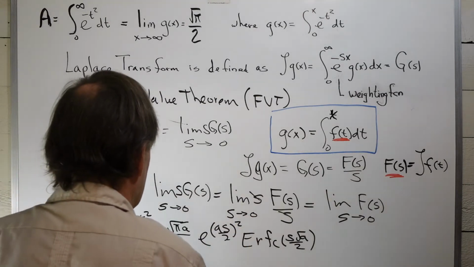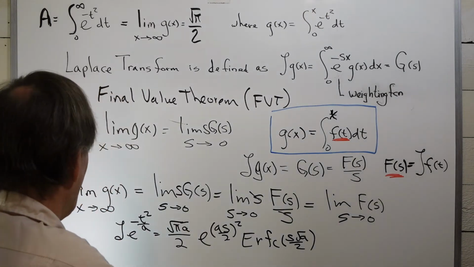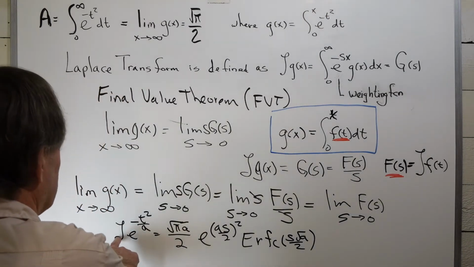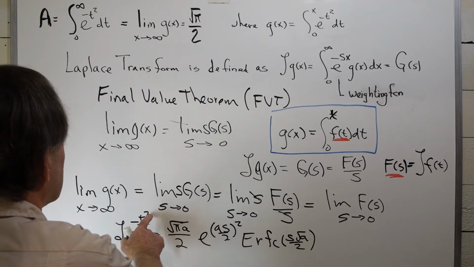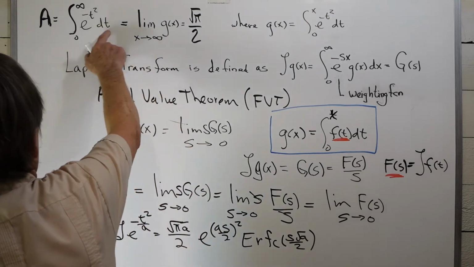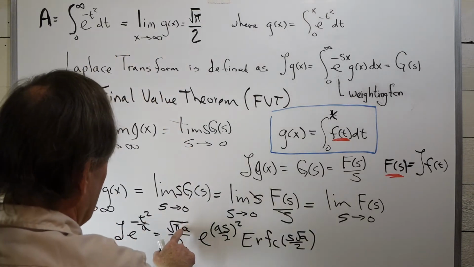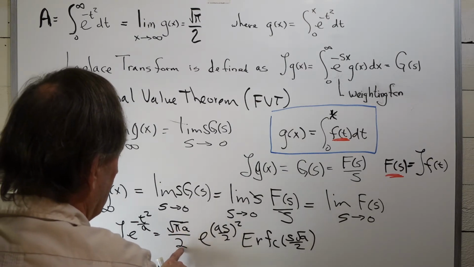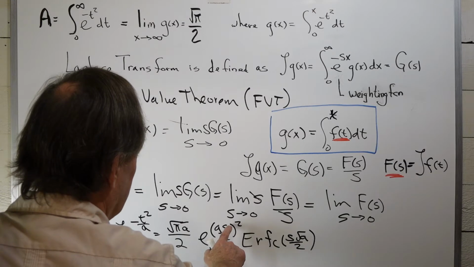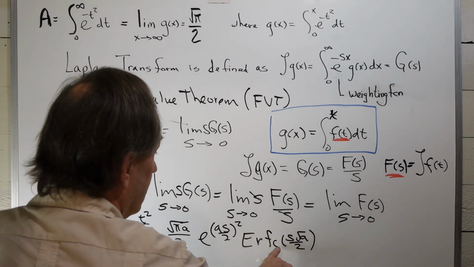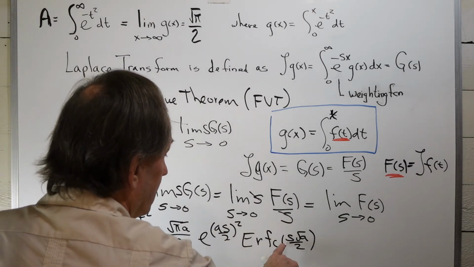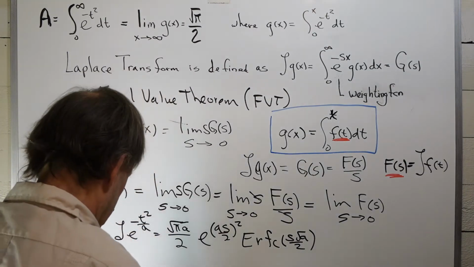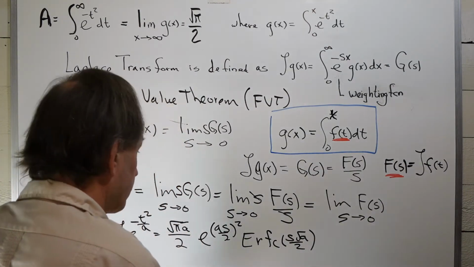Now, if we put in a equal to 1, then the Laplace transform of e to the minus t squared will just be the square root of pi over 2, e to the s over 2 quantity squared, times the complementary error function of s over 2.